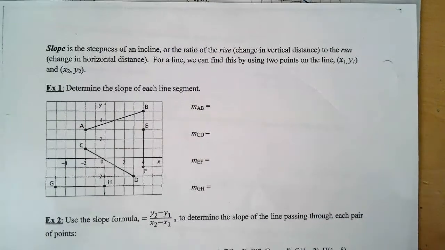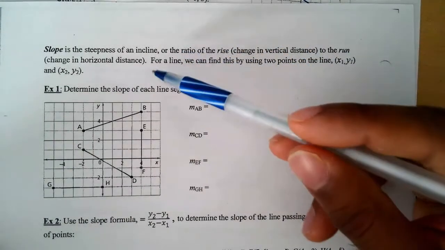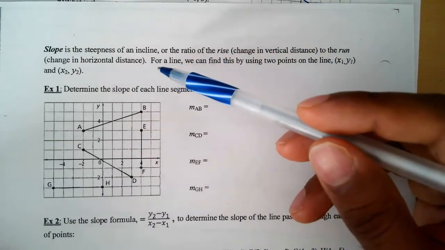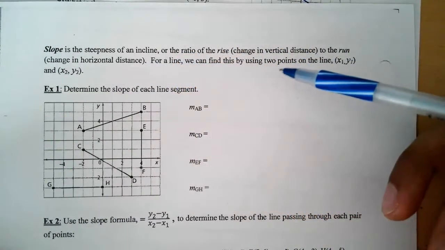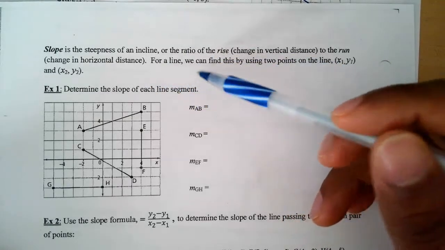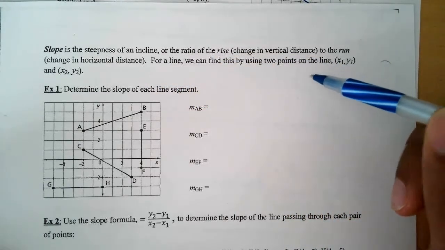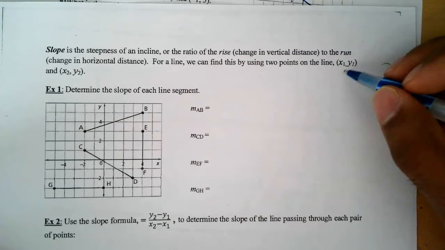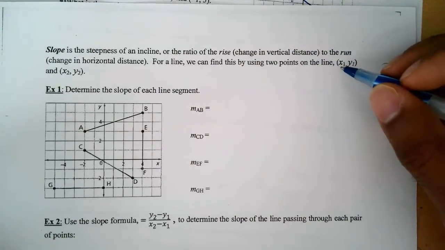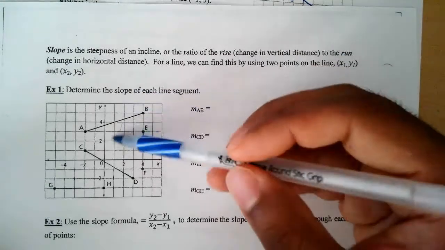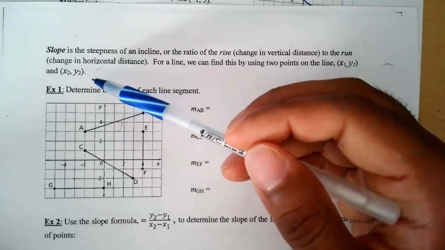Okay, so page 2 of the notes. Again, definition of slope. Slope is the steepness of an incline or the ratio of rise to the run for a line, and we can use this by using two points on the line. The first point has its points x1, y1, right? We just label it to keep organized. And the second point would be x2, y2.